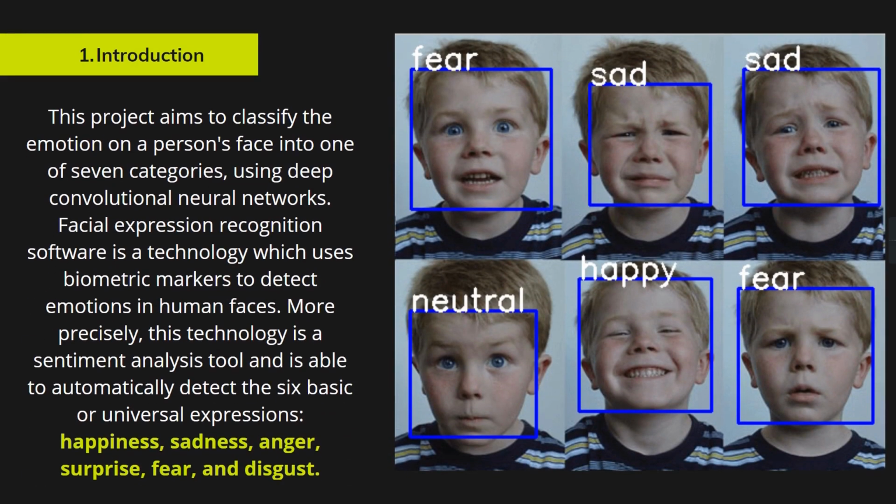So this project aims to classify the emotion on a person's face into one of these 7 categories using convolutional neural networks. Facial expression recognition software is a technology which uses biometric markers to detect emotions in human faces. More precisely, this technology is also a sentiment analysis tool and can automatically detect the 6 basic universal expressions like happiness, sadness, anger, surprise, fear, and disgust. So let's see the output and result of this project.